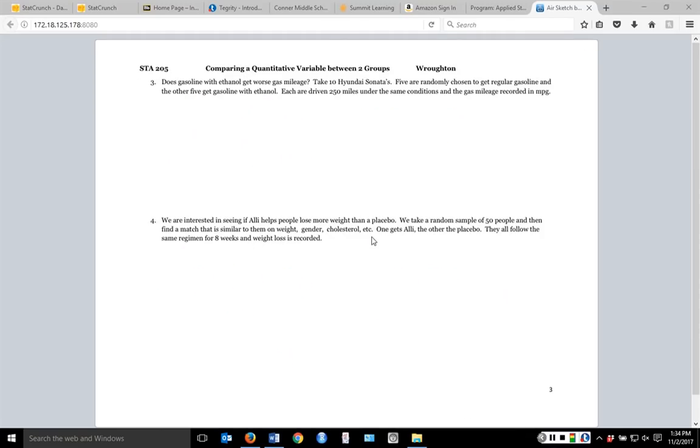Alright, so hopefully we've already worked both of these problems. We're trying to see if gas with ethanol gets worse gas mileage. So we have 10 Hyundai Sonatas. 5 are randomly chosen to get regular gas, while the other 5 get gas with ethanol. Each of them is driven for 250 miles under the same conditions, and the gas mileage is recorded. So our two variables: we have the gas mileage, which is quantitative, and the categorical variable, gas type, regular or with ethanol. That's why we're comparing a quantitative variable in two groups.